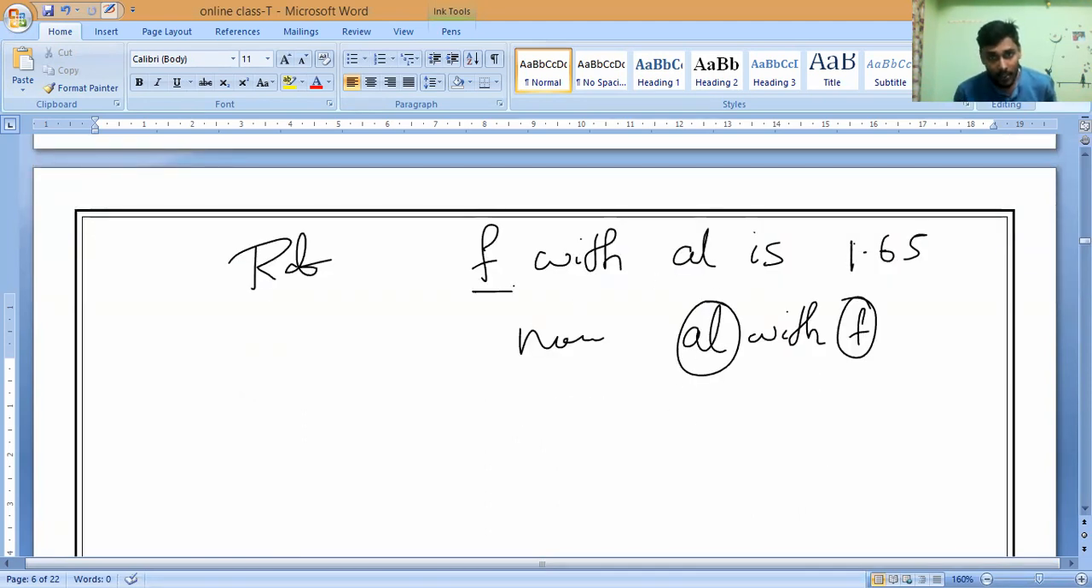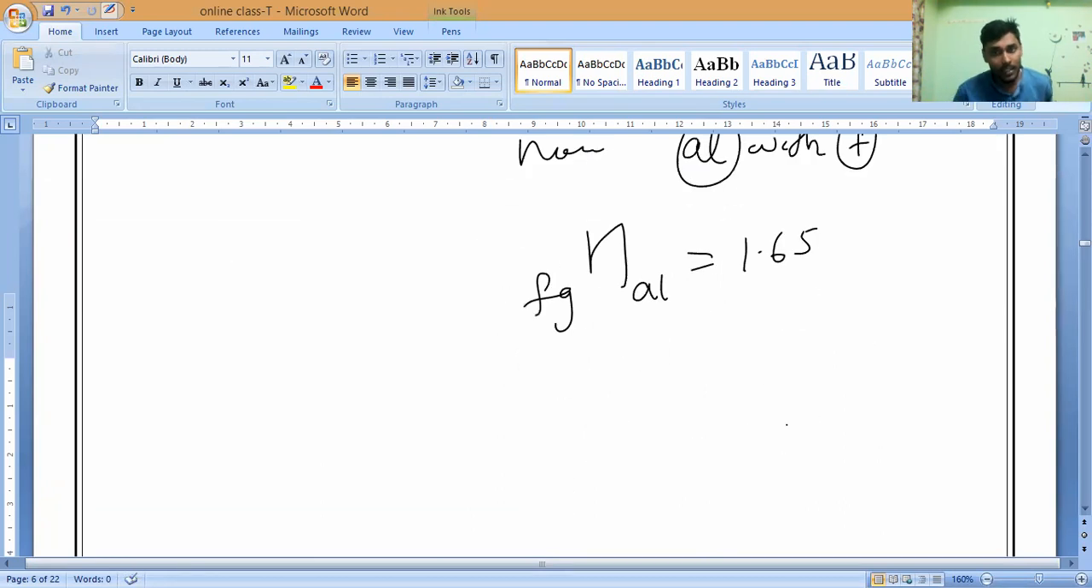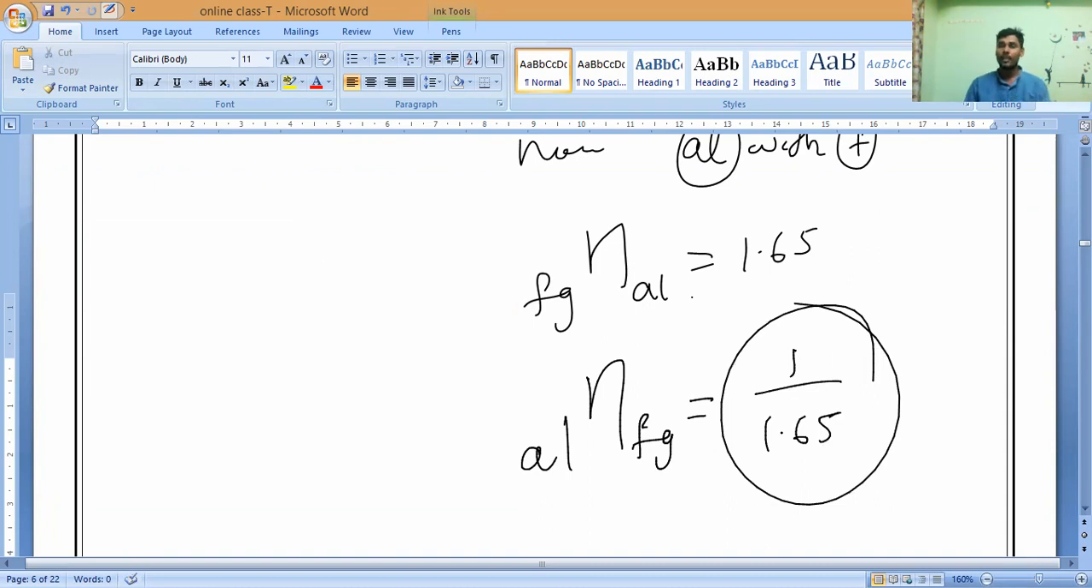So the refractive index of glass with respect to alcohol they have given. The refractive index of flint glass with respect to alcohol is equal to 1.65. Now what they are asking is the refractive index of alcohol with respect to flint glass, which is equal to what? Reciprocal, that's all. Just take the reverse: 1 by 1.65. That's all. In this case alone we have to take it.